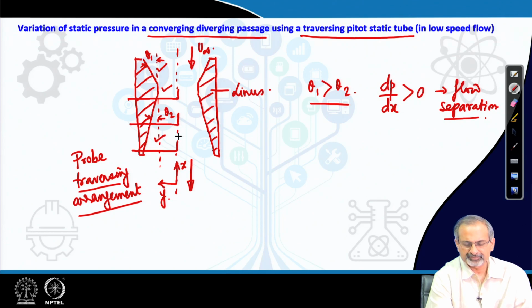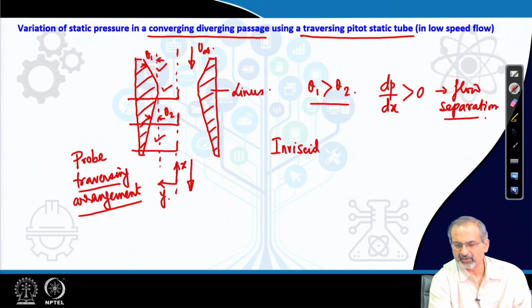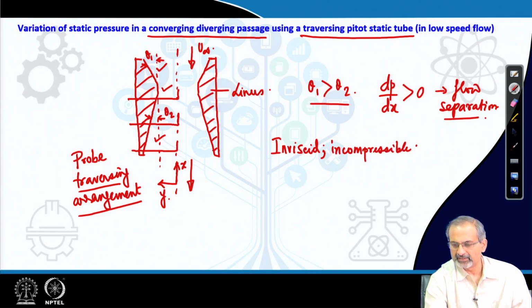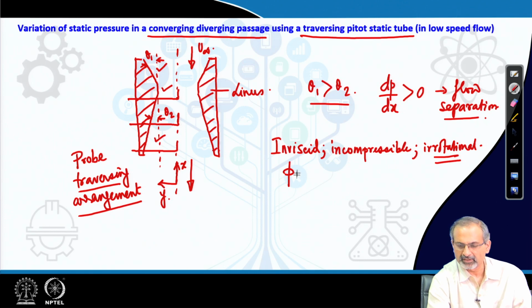So, if you do that, the flow along the axis can be considered to be by and large inviscid, because you are far away from the boundary layers which are developing on the surfaces of the liners, and therefore, it is inviscid. It is also considered to be incompressible, it is irrotational. So, the Bernoulli's theorem that you have learnt about should be valid if you move from point to point.